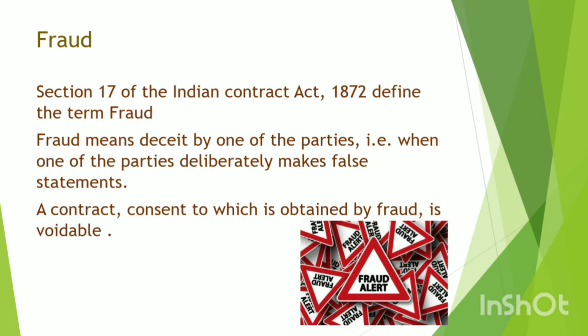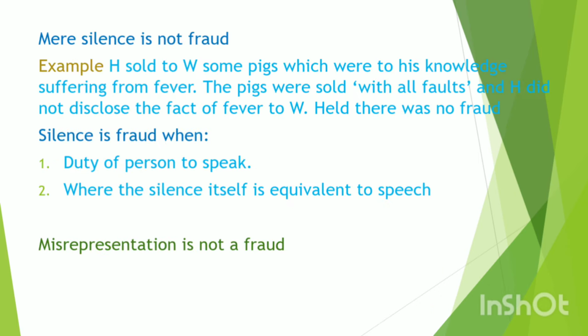The next concept is fraud. The term fraud is clearly explained in Section 17 of the Indian Contract Act, 1872. Fraud means deceit by one of the parties, that is, when one of the parties deliberately makes false statements, knowing it is wrong, with full consciousness. A contract, consent to which is obtained by fraud, is voidable. Maintaining silence is also fraud. But also, mere silence is not fraud in some cases.